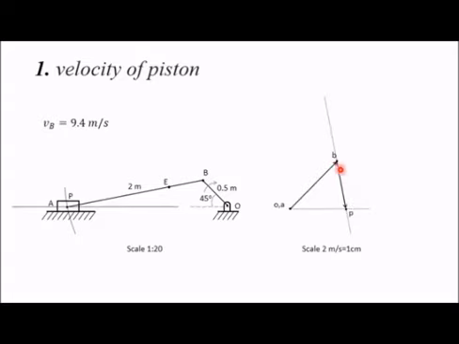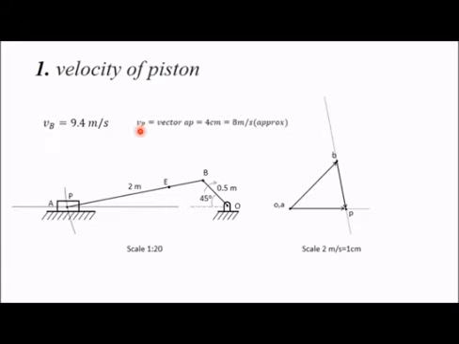Now join B to P. This line will represent the velocity of P with respect to B, because the arrowhead is towards P. If you draw the arrowhead towards B, then it is the velocity of B with respect to P. Now similarly join O with this point P. This line will represent the velocity of P with respect to A, that means the absolute velocity of P. So this is the line we require for getting the velocity of the piston.